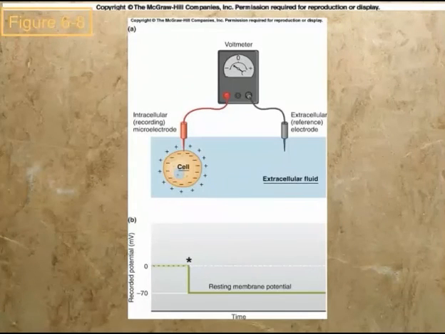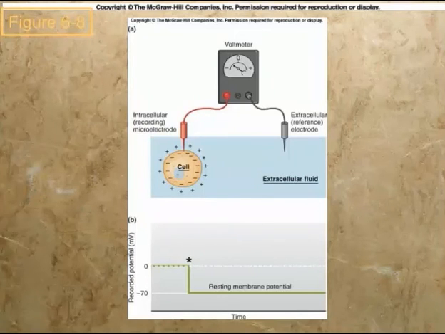Okay, figure 6.8 shows how a voltmeter can be used to measure the resting membrane potential of a single neuron. Scientists can isolate a single electrically excitable cell, such as a neuron, under a powerful microscope and actually insert a tiny microscopic electrode into that cell, while the reference electrode is in a solution around the cell that mimics the extracellular fluid that's typically found around neurons.